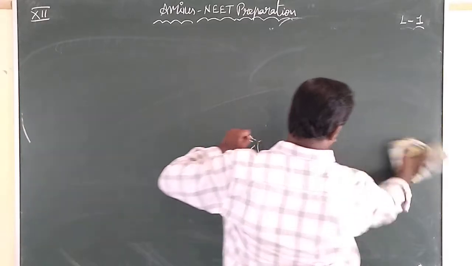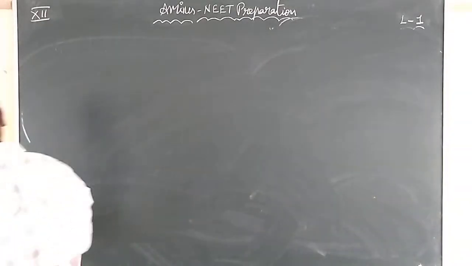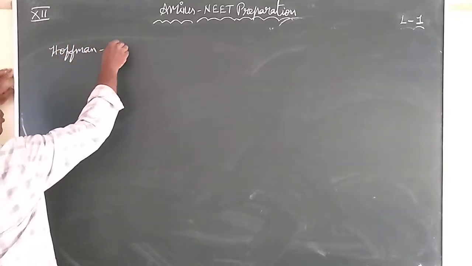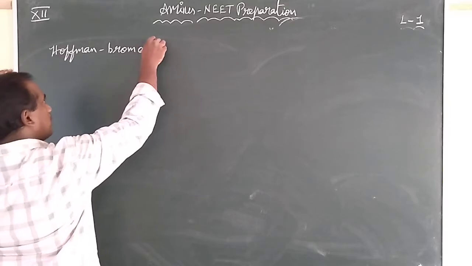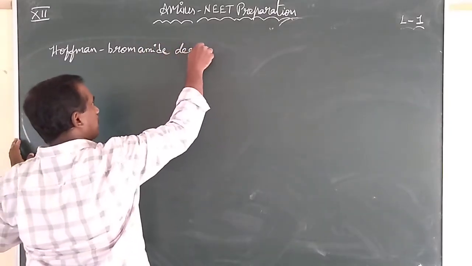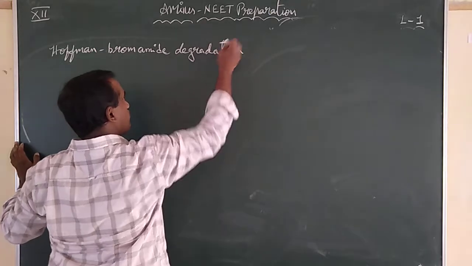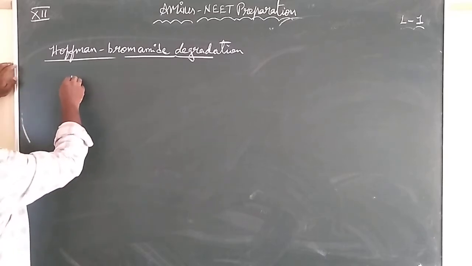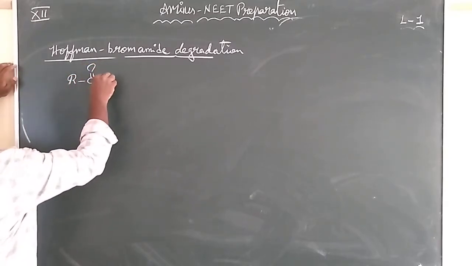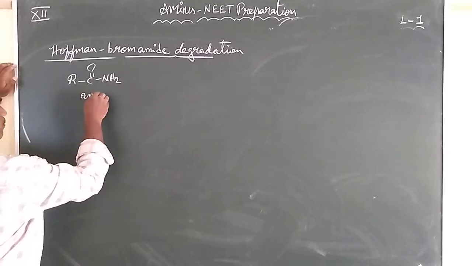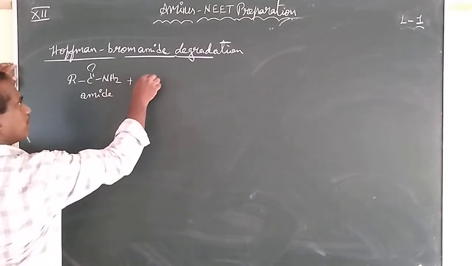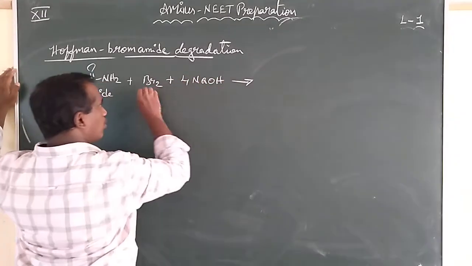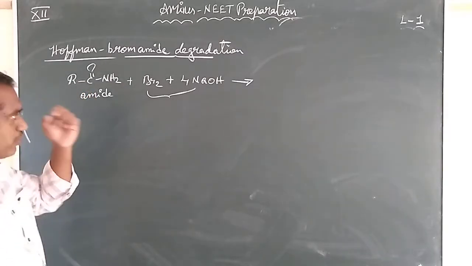Hofmann bromamide degradation. Very important questions will be coming in this area. You are going to take one amide, RCONH2, and you are going to react that with bromine in the presence of 4 moles of sodium hydroxide. Don't forget these two combinations.